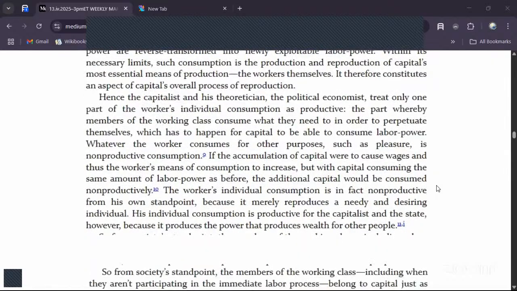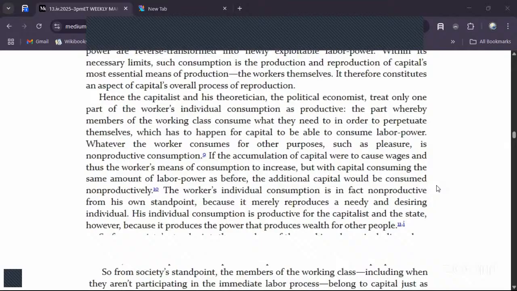Here, the capitalist and his theoretician, the political economist, treat only one part of the worker's individual consumption as productive, the part whereby members of the working class consume what they need in order to perpetuate themselves, which has to happen for capital to be able to consume labor power. Whatever the worker consumes for other purposes, such as pleasure, is non-productive consumption.